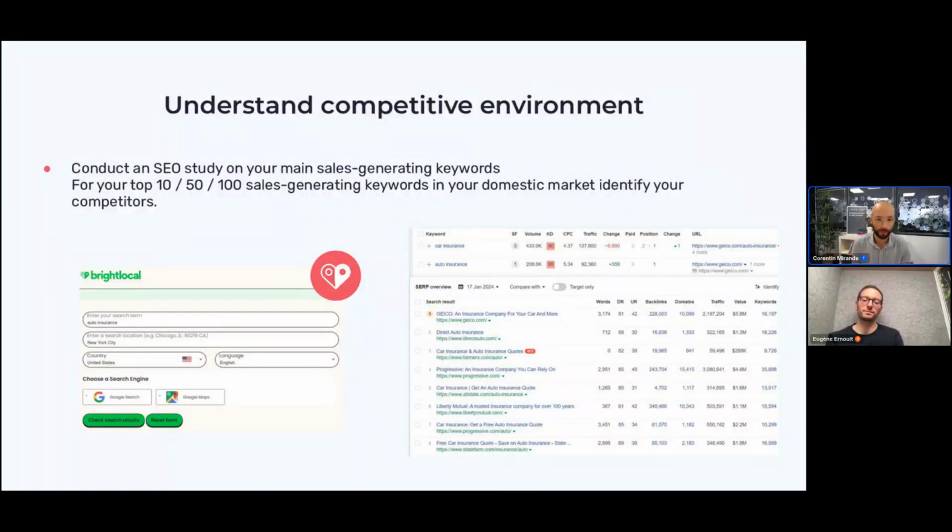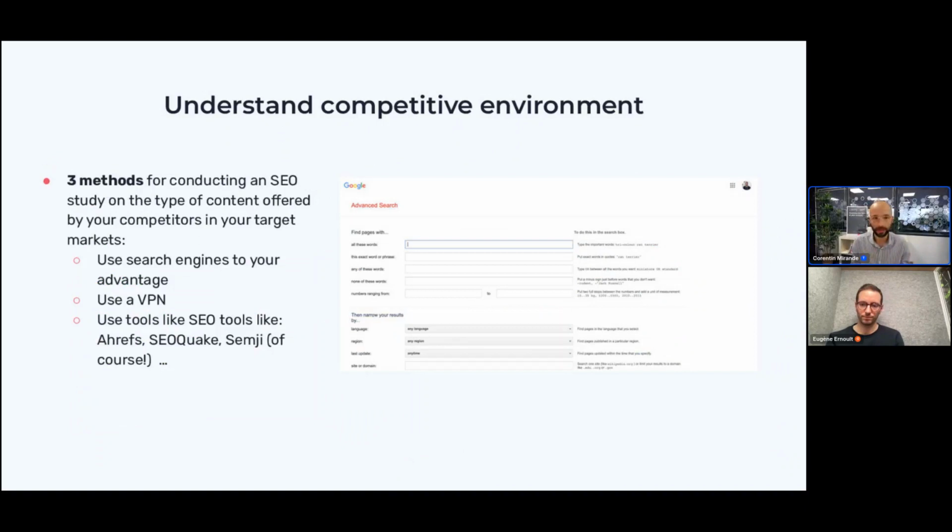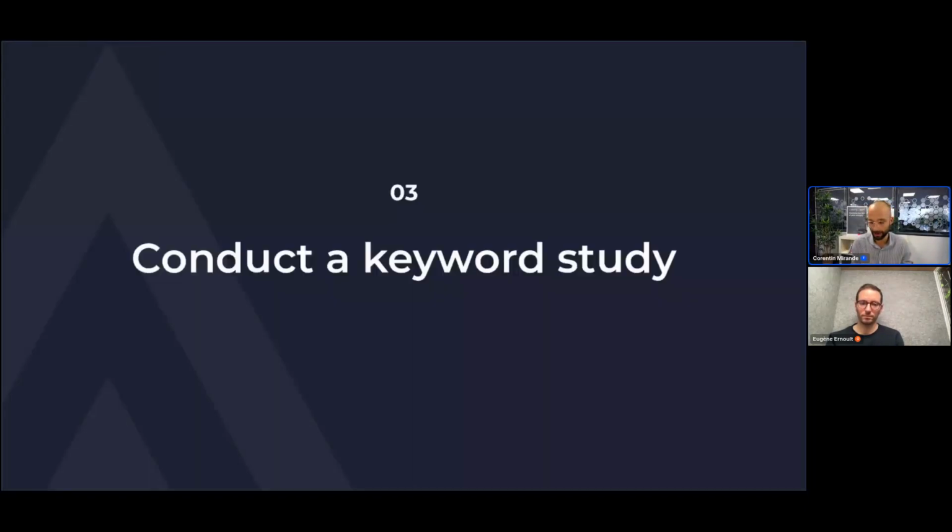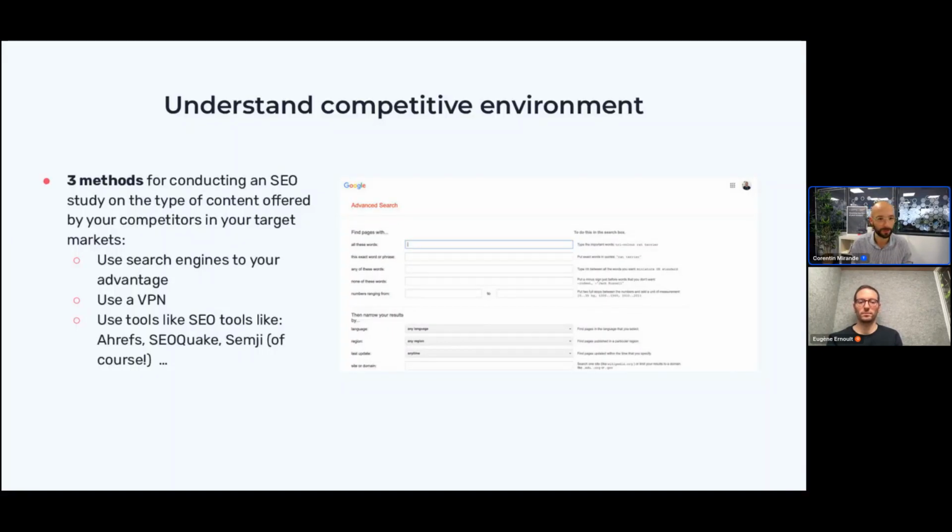So here, for example, on the keyword auto insurance, a big, really competitive keyword, you can see that you have some competitors. You can see the traffic they get on the page. You can see the number of keywords on which they rank. So you can have a more detailed view, and that's really important for you to understand who you're fighting on your main sales generating keyword. And you will need to do that afterward, and it's going to be this part. And before that, we need to tell you a bit about how we do it.